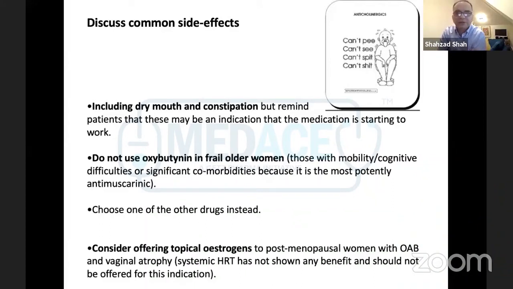We may have to change the recommendations with regards to the anticholinergics as first line in people above the age of 60. Always consider topical estrogens if they have pure storage LUTS in women who are postmenopausal, not HRT, but topical estrogen, as this is evidence-based.